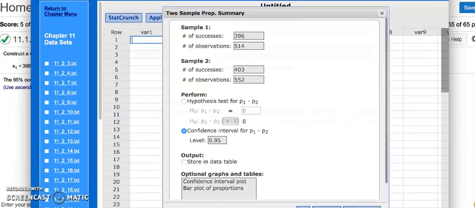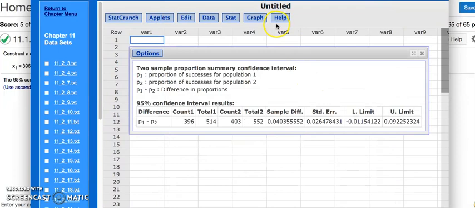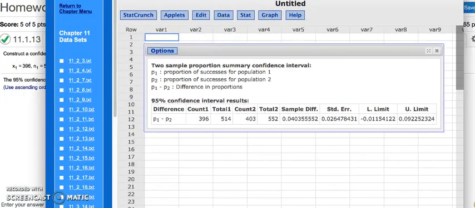So let's click compute. And as you see here, it gives us our lower and upper limit. Let me write those down, see how many decimal places we needed. 3 decimal places, so here we have negative 0.012 when we round for our lower limit, and our upper limit is 0.092.